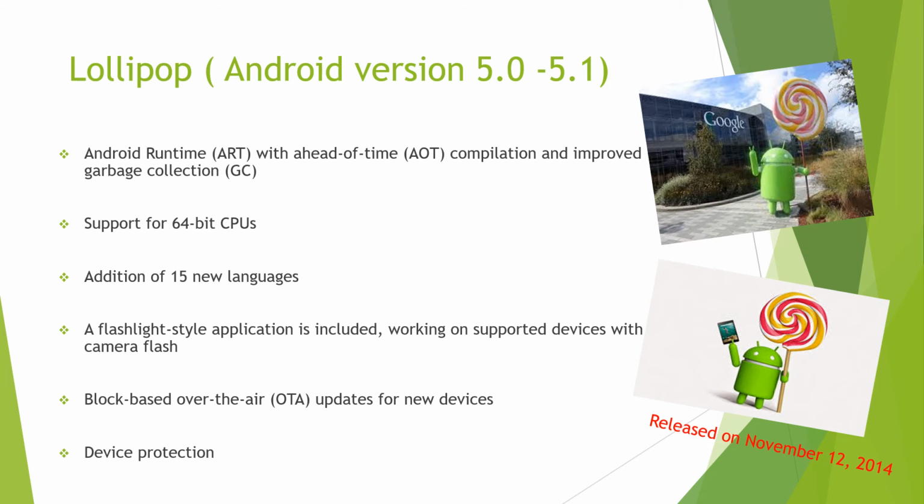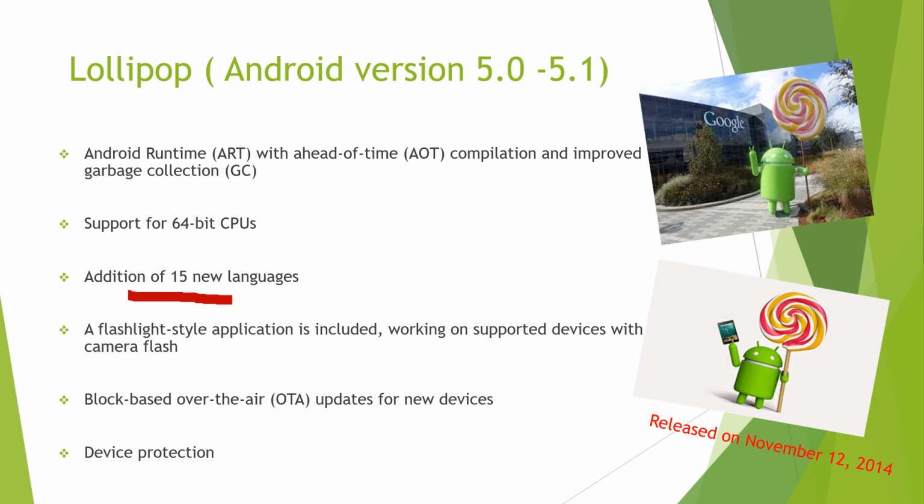After KitKat came Lollipop, with Android version 5.0 to 5.1. It was released on November 12, 2014. Some of the features of Lollipop are Android Runtime with ahead-of-time compilation and improved garbage collection. So all the unused applications or resources or data were deleted so that we could free the memory space. Lollipop provided support for 64-bit CPUs. And Lollipop also provided additional support for 15 new languages.